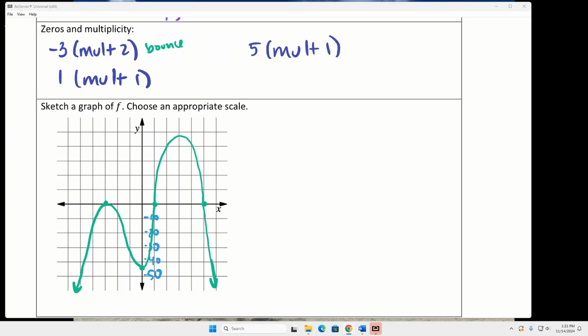I mean, it was okay, like if you wanted to go down and then come back up like that, you can, that's fine. So when I'm checking this, I'm just checking you have your intercepts right, that you're bouncing when you're supposed to bounce, that you're bending when you're supposed to bend, and that the arrows are pointing in the right direction. All right, any questions on that? It was super fun, wasn't it?